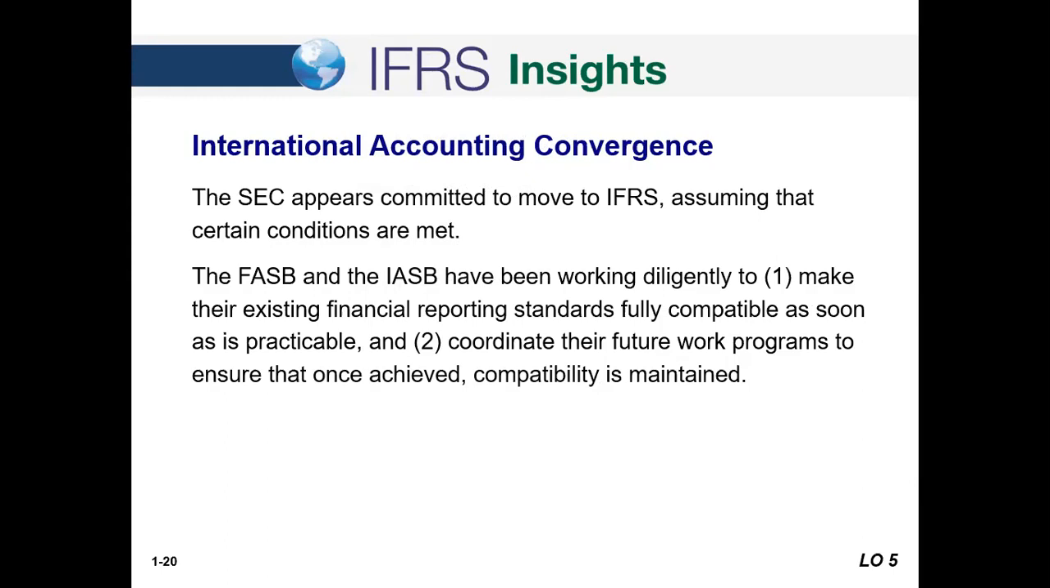For example, in GAAP we use historical value for many assets, whereas IFRS uses fair market value for many of them. So, just to give you one example, but again, as we go through the chapters, we will talk about more of the similarities and differences between GAAP and IFRS. And that is the end of it.